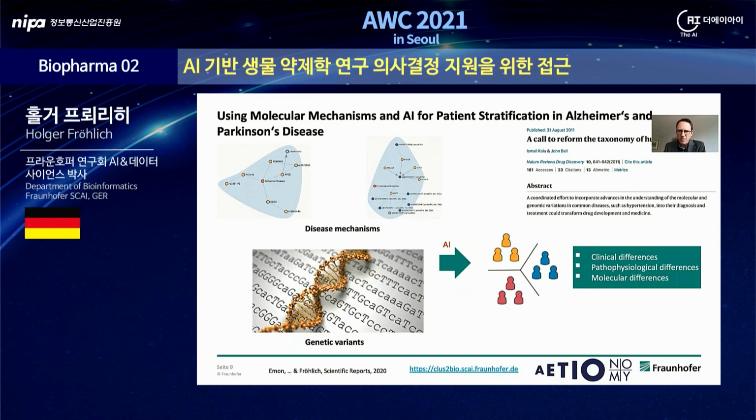Within Etonomy, a project coordinated by our institute, we demonstrated for the first time that it is possible to integrate knowledge about molecular disease mechanisms with genomic data into AI algorithms that allowed us to reproducibly identify molecular disease subtypes of Alzheimer's and Parkinson's disease. We could show that these disease subtypes manifest into distinct clinical, pathophysiological, and molecular differences between patient groups.